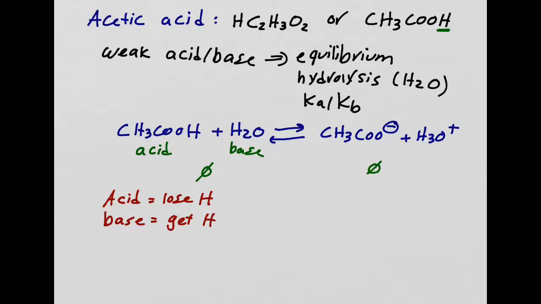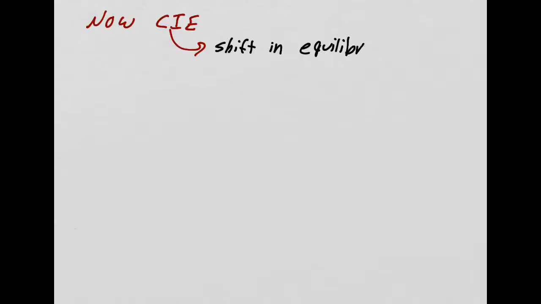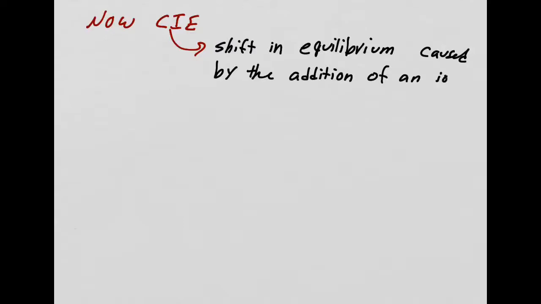Now let's go over what this chapter is all about, and you need all this information. Now let's talk about common ion effect. What common ion effect is, basically there is a shift in equilibrium caused by the addition of an ion that is part of the equilibrium.